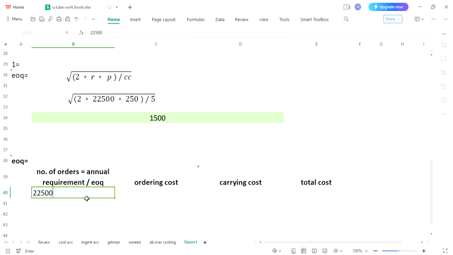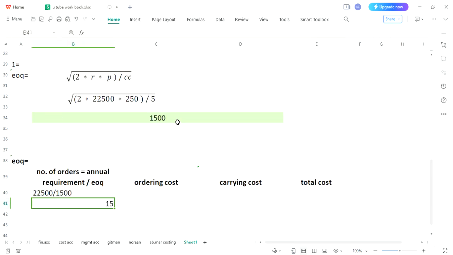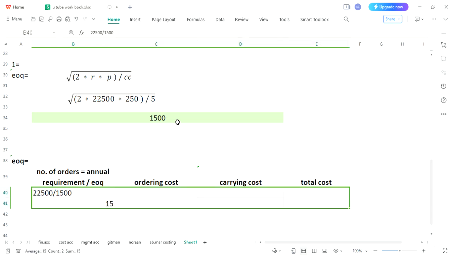and it would be divided by economic order quantity, and this is your economic order quantity. We have already calculated 1500. This amount would be put and we will get our answer is equal to 22,500 divided by 1500. So we have got our orders. Number of orders here are 15. First problem has been sorted out, or first column has been completed.